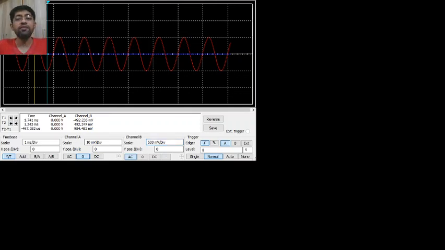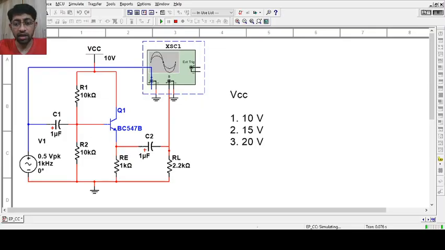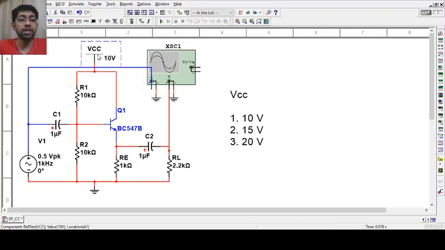984.482 millivolt. Yes, this is the output corresponding to input 1 volt peak to peak. Okay, so let us move into the next one, which is the next value of VCC, which is 15 volt. So now let us change it to 15 volt, and once again we will measure the peak to peak output.